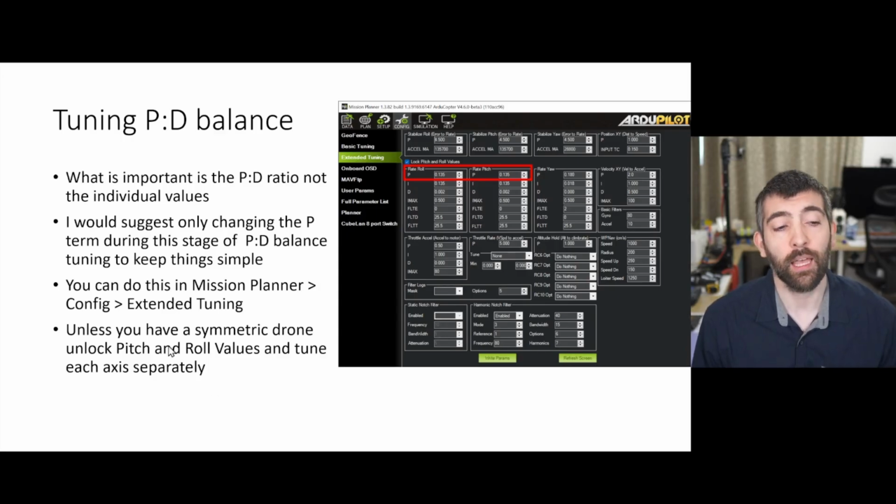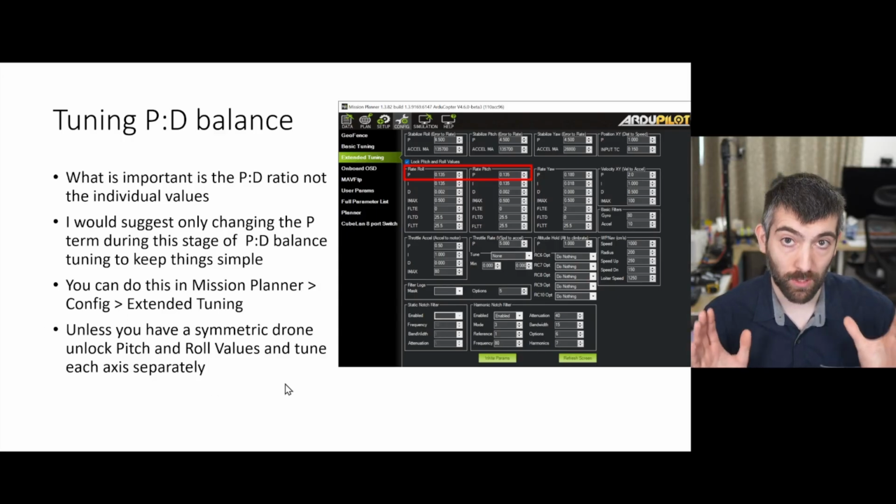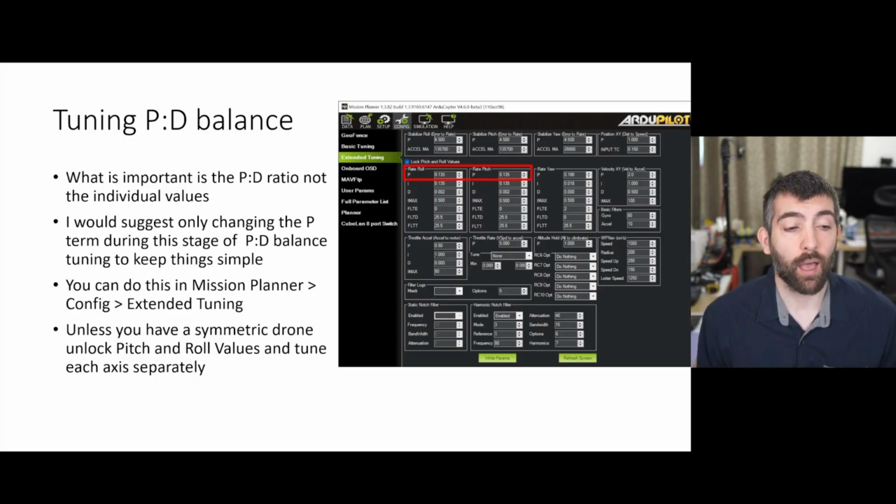Unless you have a completely symmetric drone, the pitch and roll values are likely to be a bit different. So you can probably unlock the pitch and roll values and then tune them individually. Especially the more asymmetric your drone is on pitch and roll, the more different the ideal PD balance for pitch and roll is likely to be.